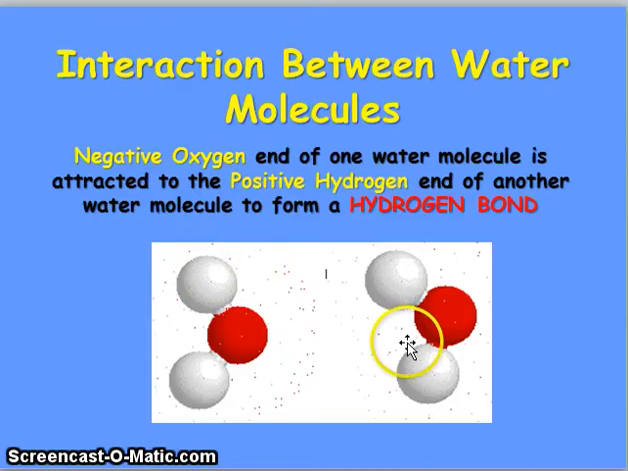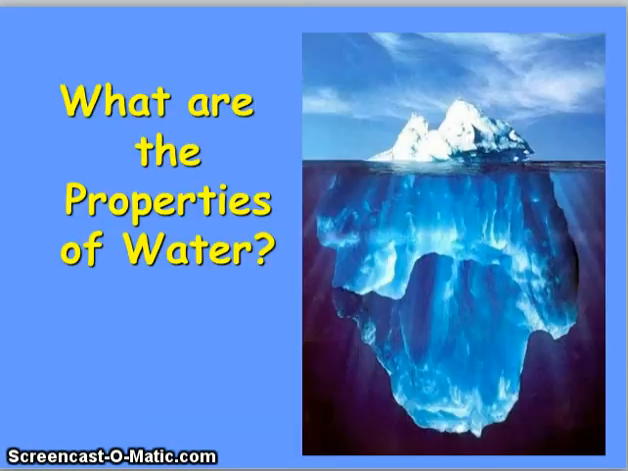So when you have water molecules, here's your negative oxygen end. The negative oxygen end of one water molecule is attracted to these positive hydrogen ends. So they create a bond, and that's called a hydrogen bond.